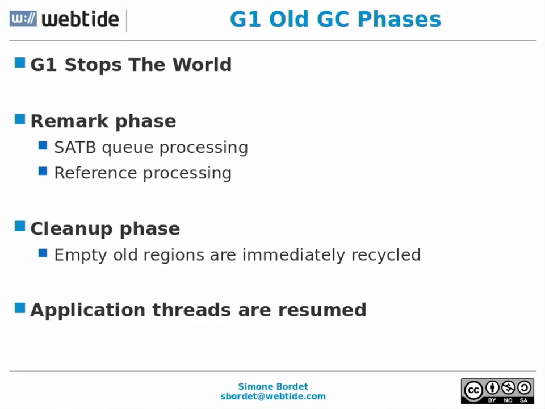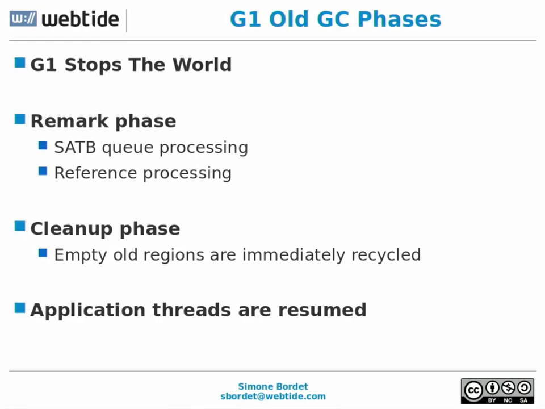So, phases. Stop the world, concurrent marking, then stop the world again, and then it does a remark phase. In the remark phase, there is the snapshot-at-the-beginning queue processing. Remember the C objects, those guys will say, oh, okay, let's assume you are alive. I'll process you as if you are alive. And then there is the java.lang.ref reference processing as well as before.